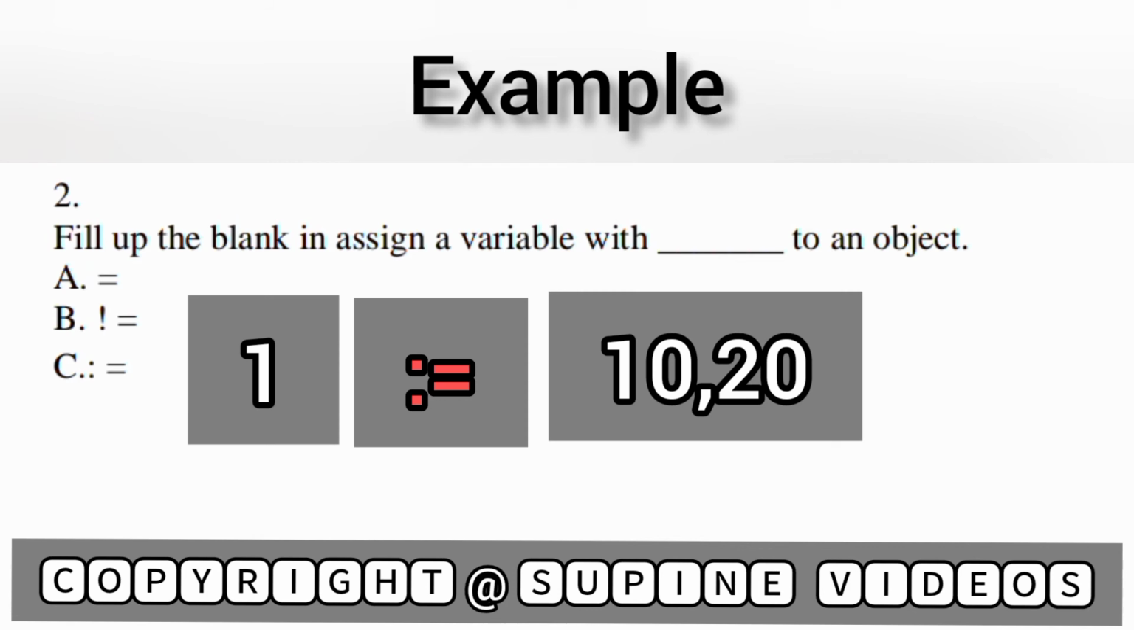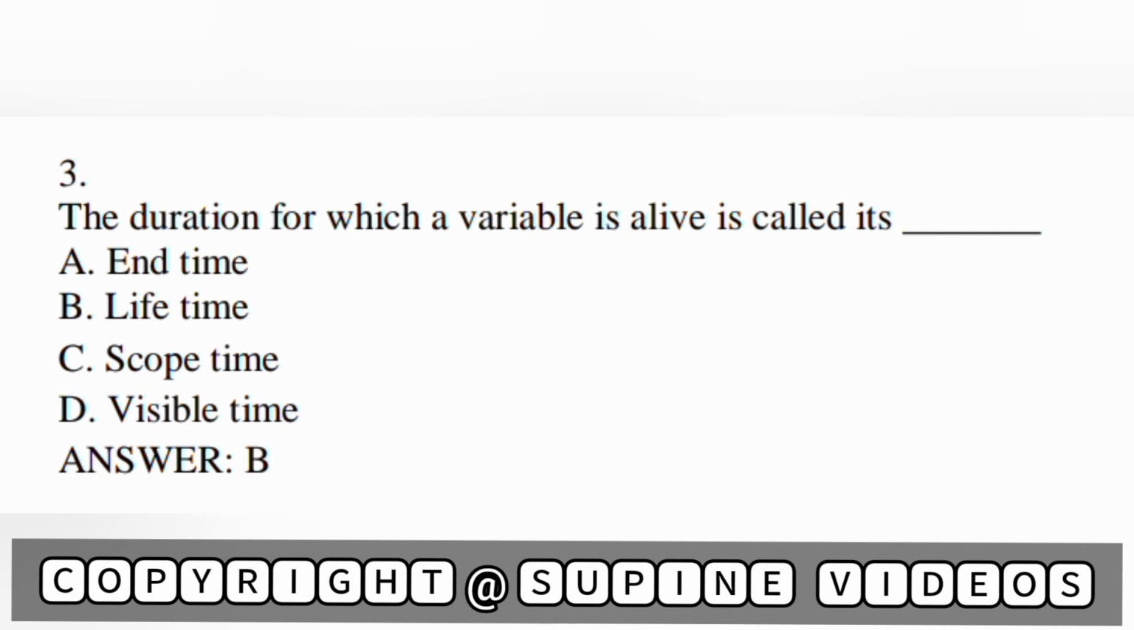Question number 3. The duration for which a variable is alive is called as dash. Your options are A. End time, B. Lifetime, C. Scope time, D. Visible time. The answer is option B. Lifetime. So, the duration for which a variable is alive is called as lifetime.